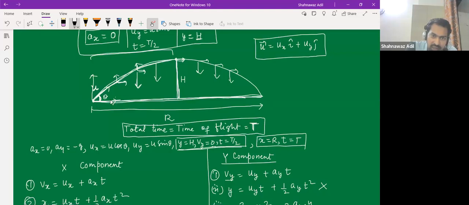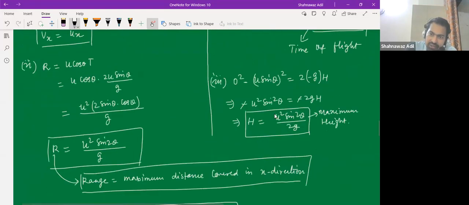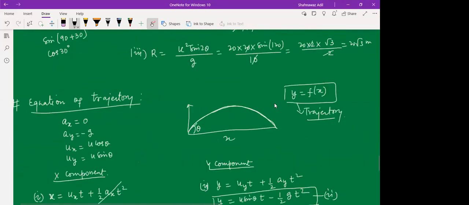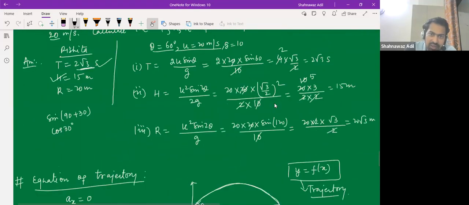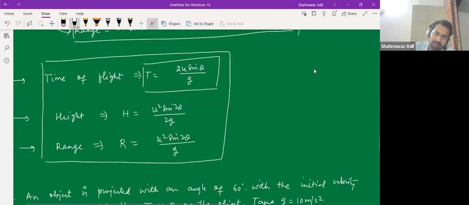What would be the longest distance that it will cover, right? So these are things we calculate, right, guys? Yes, sir, we calculated these three things. Okay. So this was time of flight, and this was height, and then this was range.